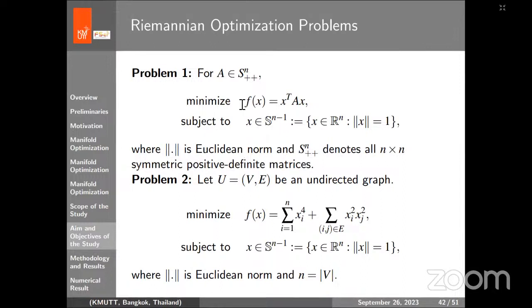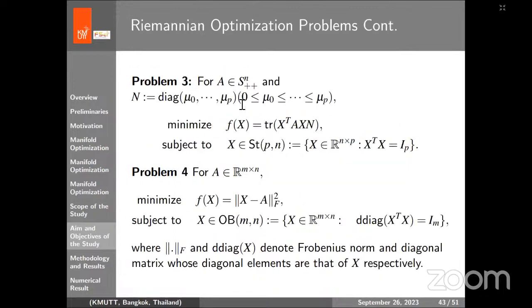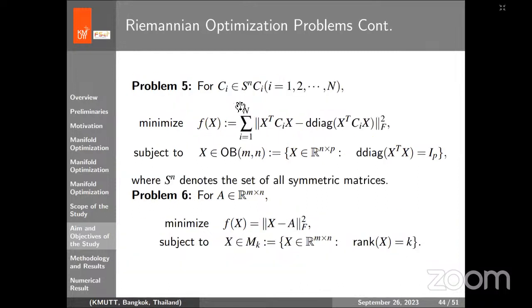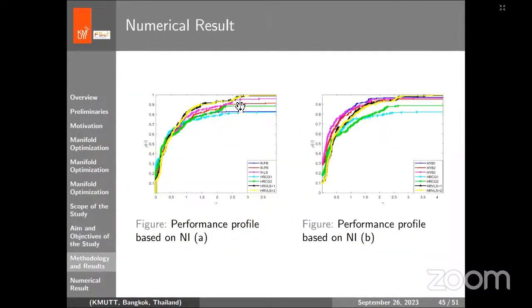The first one of them is the Rayleigh quotient minimization problem on the unit sphere. We also have the low rank matrix approximation problem, the robust matrix approximation problem, and the Brockett cost function minimization on the Stiefel manifold. Based on those problems, we are able to solve 270 problems with different parameters.